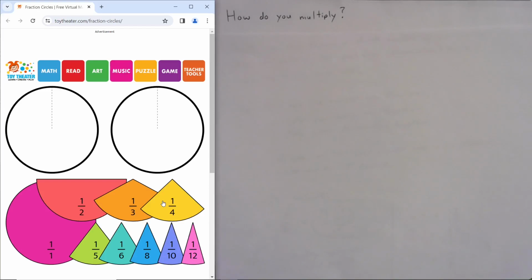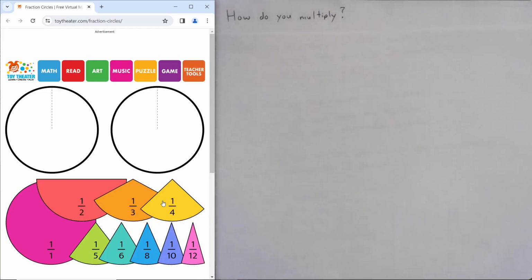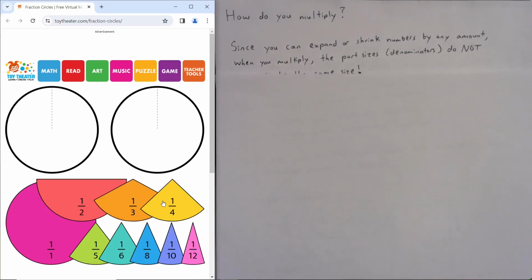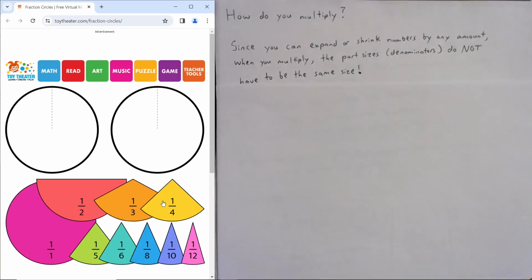I guess. It's time to talk about how do you multiply the numbers that we've talked about. So, here's the good news for multiplication. Since you can expand or shrink numbers by any amount when you multiply, the part sizes or denominators do not have to be the same size. Hooray!